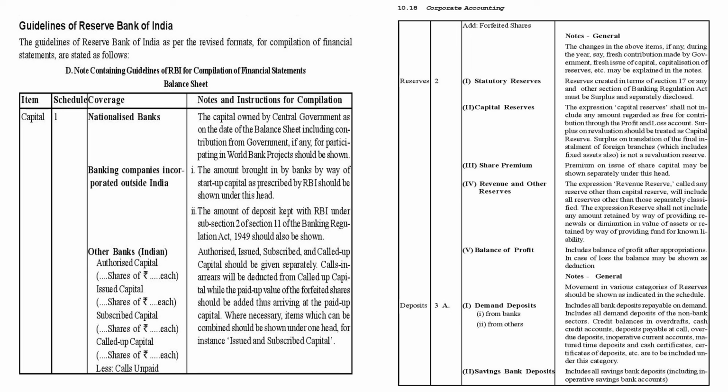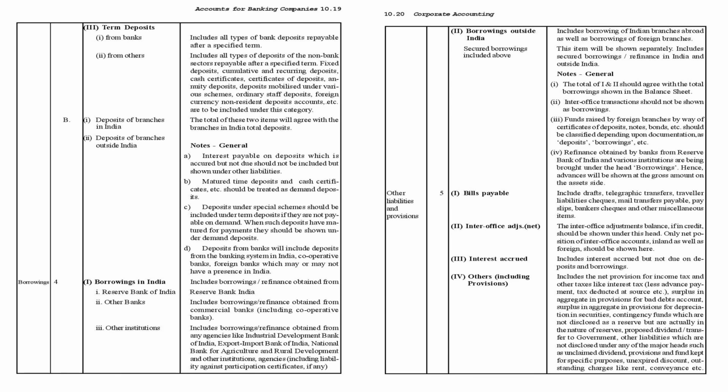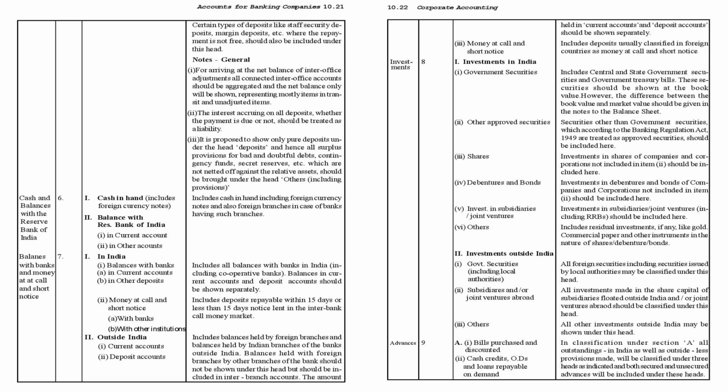Now let us see Form B, that is the profit and loss account. This profit and loss account is divided into four categories. One is income, second is expenditure, and third is profit and loss account, that is current year and previous years. Then the fourth one is related to appropriation. First one is income. Income contains two schedules, 13 and 14. 13 is related to interest earned and 14 is related to other income.